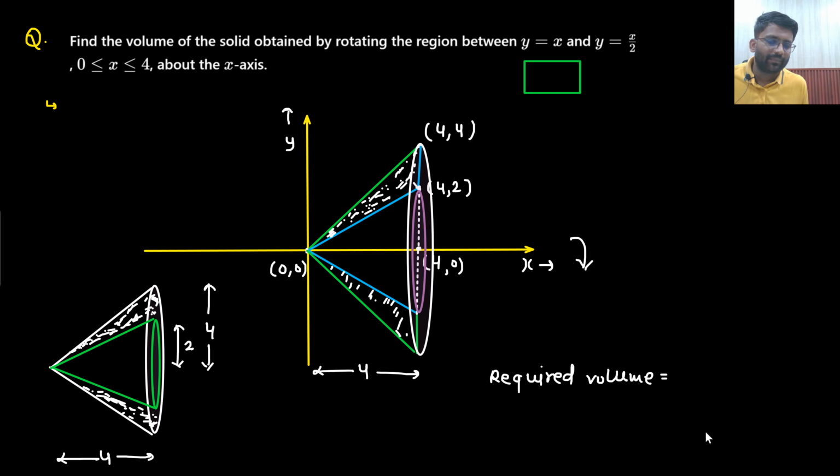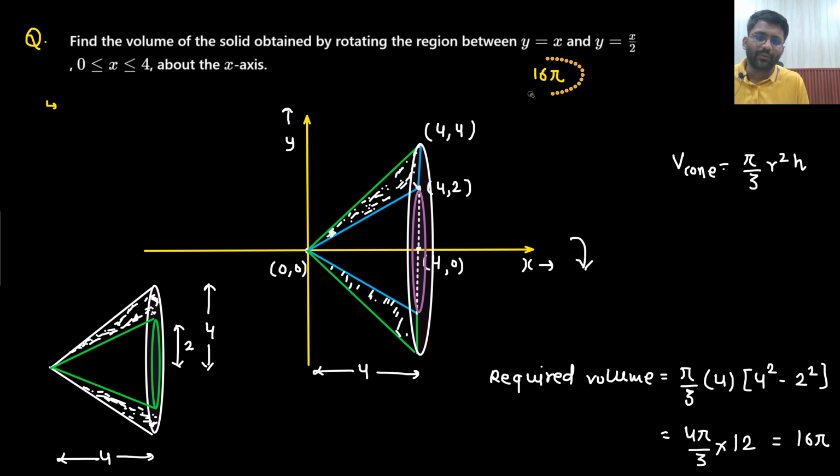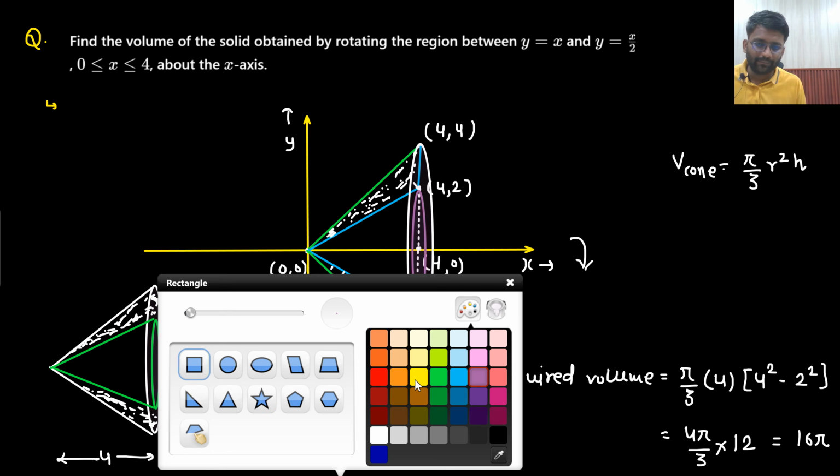What is the volume of a cone? Volume of a cone is pi by 3 r square h. So h is the same for both of them. Height is the same, so pi by 3 into height, which is 4, I can take outside. R square is 4 square minus 2 square. So 4 pi by 3 times 16 minus 4, which is 12. What is the answer? 16 pi is the answer. There you go. Understandable?